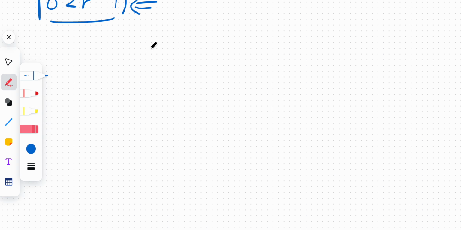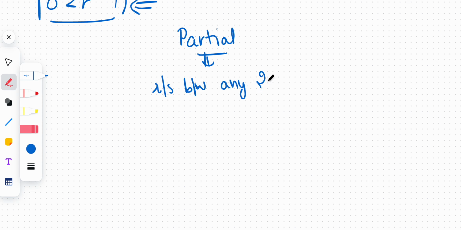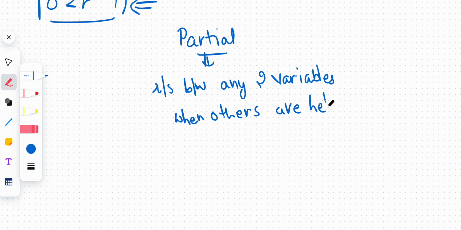Now we'll go to the partial correlation coefficient. Partial correlation is the relationship between any two variables when all others are held constant.